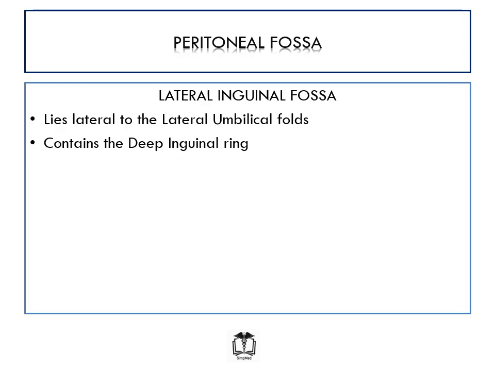Then finally, we have the lateral inguinal fossa. The lateral inguinal fossa lies just lateral to the lateral umbilical folds or lateral inguinal folds. And this is a fossa that contains a very important structure to the inguinal region called the deep inguinal ring. We talk about that under the module of the inguinal region. And the last thing to note about the lateral inguinal fossa is that it is the potential site for a type of hernia called indirect inguinal hernia.